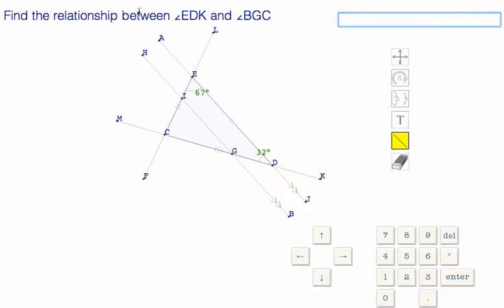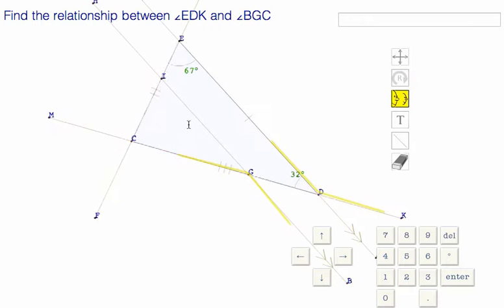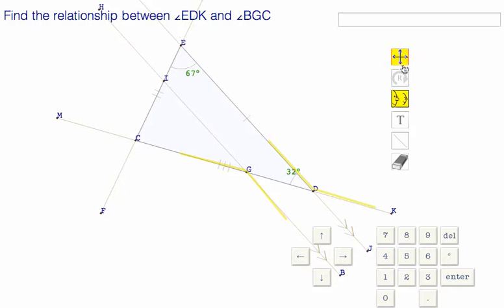Okay, find the relationship between angle EDK and BGC. So E to D to K is this angle right here. Okay, and BGC, B to G to C, that's this angle. Okay, now notice here's your parallel lines. I'm just going to make that a bit bigger. So here are your parallel lines.